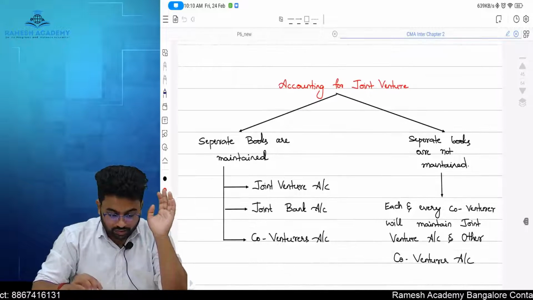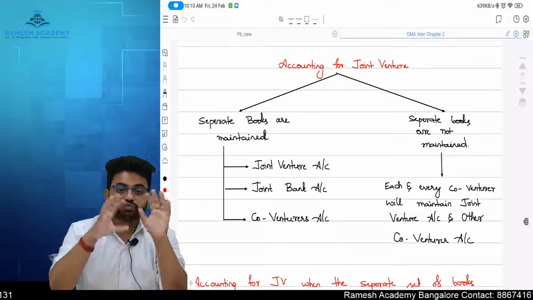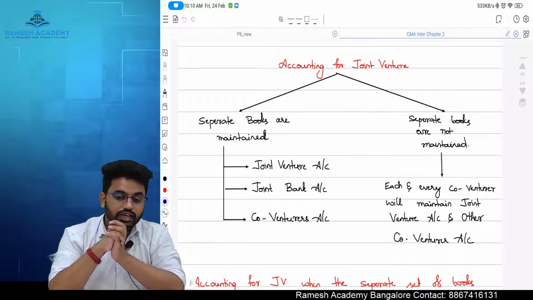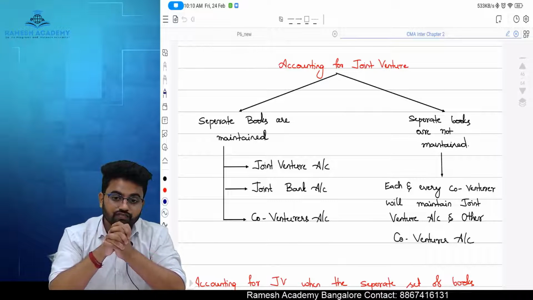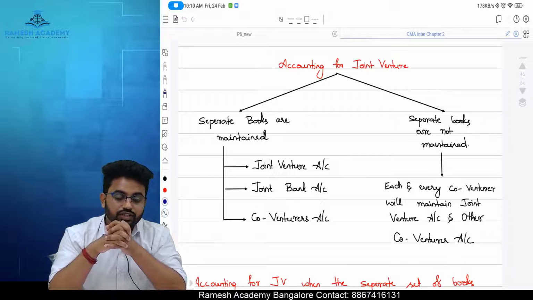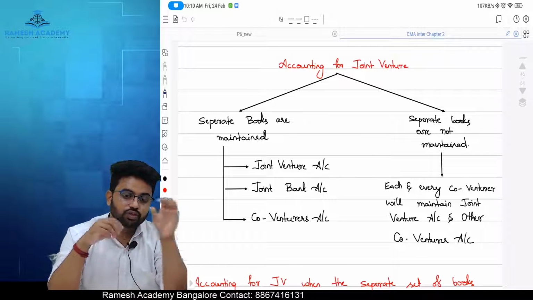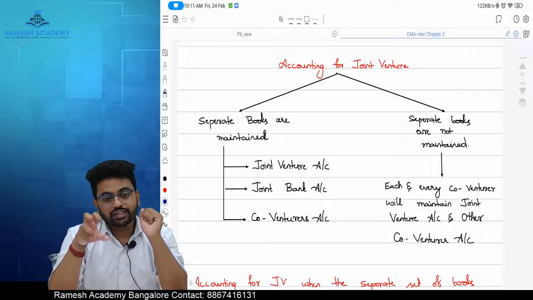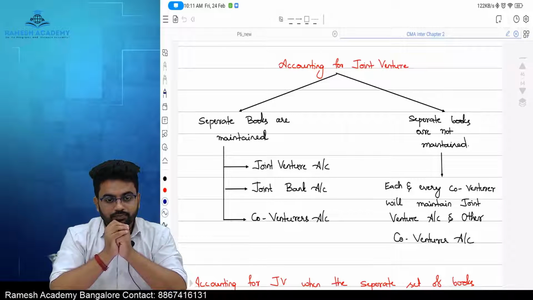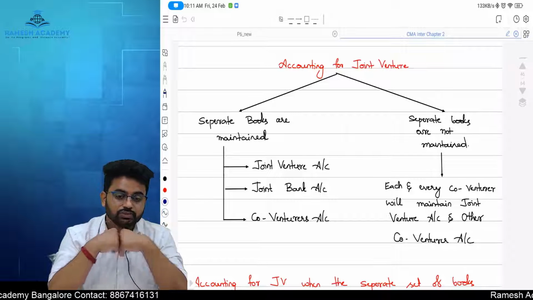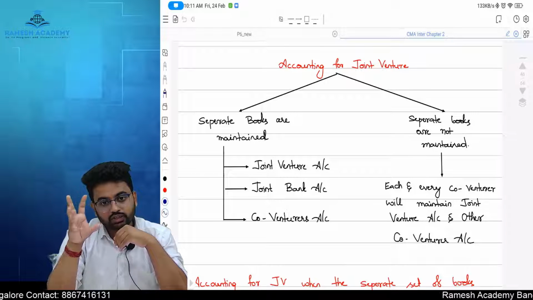Now comes accounting for joint venture. How is the accounting to be done for the joint venture? Accounting can be done in two ways. One, where a separate set of books is maintained. Two, where a separate set of books is not maintained.